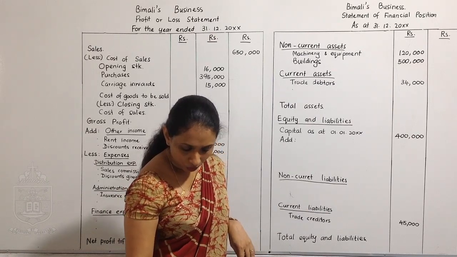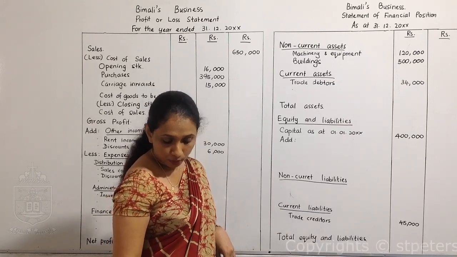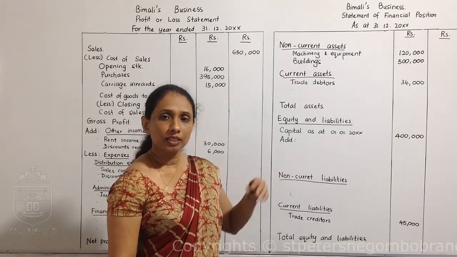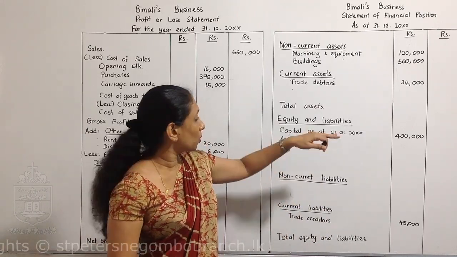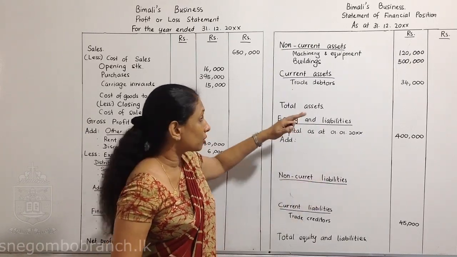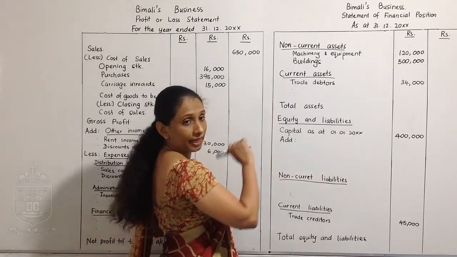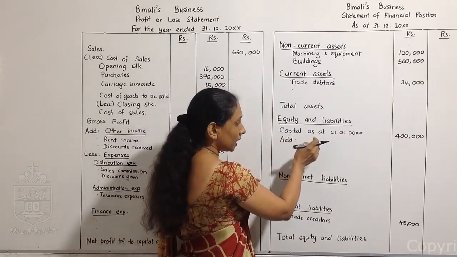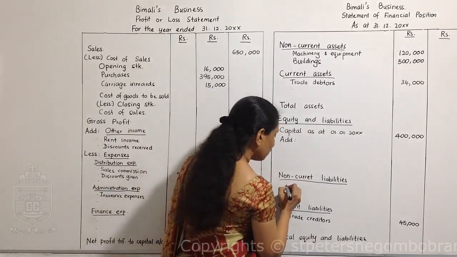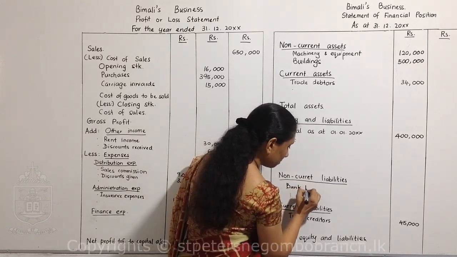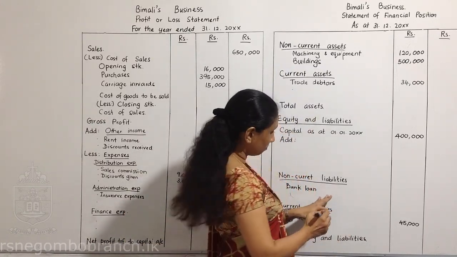Then we have a bank loan, which is a non-current liability because it has to be settled after 4 years. So the due date will fall beyond 1 year. So it will go to the non-current liabilities. So let's go to the place where we should put the non-current liabilities. Again in the statement of financial position, soon after the equity section we have the non-current liabilities, and under that we'll mention the bank loan, that is 160,000.